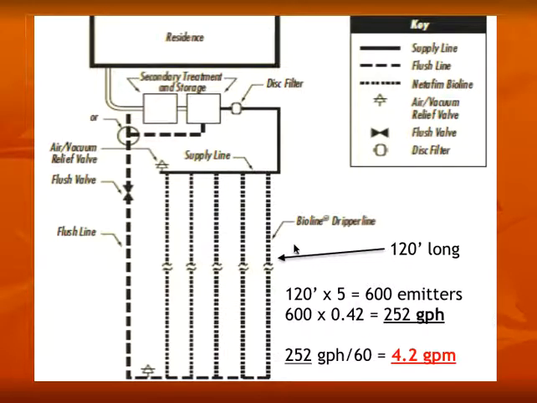So back to our illustration, we're going to assume that we actually have 5 full laterals within this system, and each lateral is going to be 120 feet long. Again, 5 of those will give us our 600 emitters, or 600 feet of tubing. 600 emitters times 0.42 gallons an hour yields us about 250 gallons an hour. Converting that by dividing by 60 to gallons a minute, we have an emitter discharge rate of 4.2 gallons a minute.